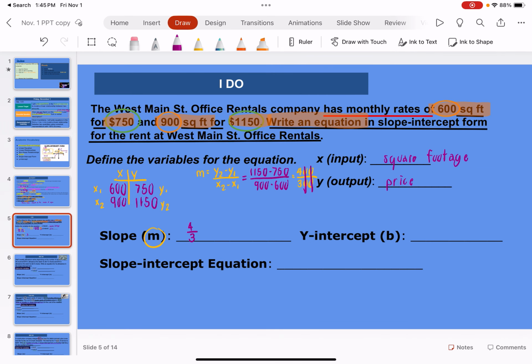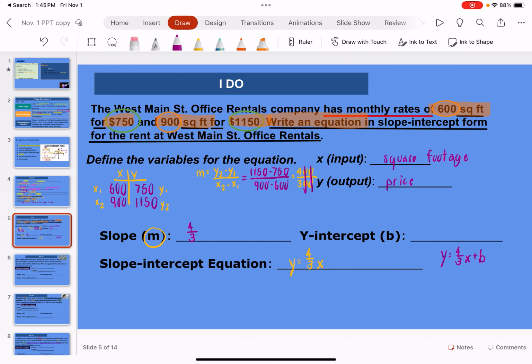Next, I have to find my y-intercept. So this is the part that a lot of students get confused about. They get messed up on, right? So the first thing that we have to do is start writing the equation with the slope that we have. We have y is equal to 4 over 3x. We don't know what our b is, right? So that's what we're going to have to work backwards to find. So then we have y is equal to 4 over 3x plus b.